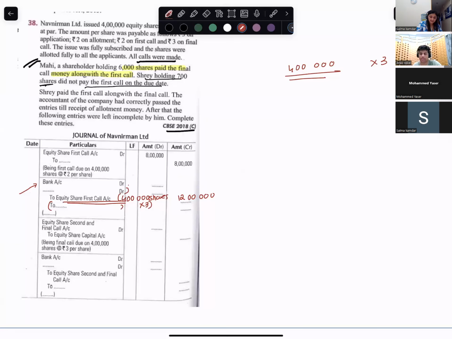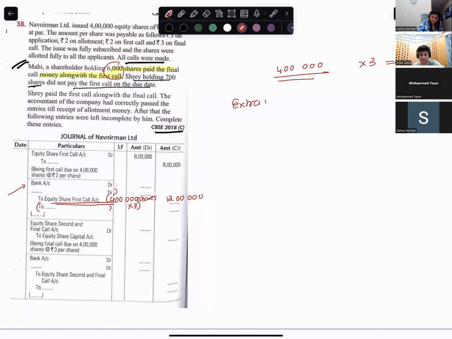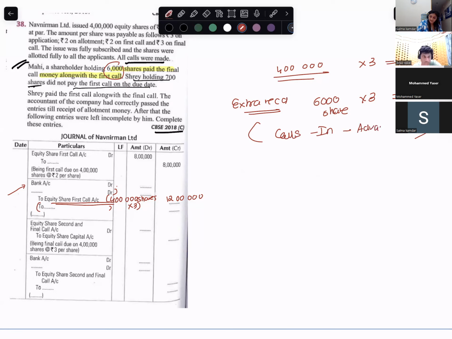But somebody has paid me extra money. How much did I receive extra? 700, 2,100. And I received for 6,000 shares, I have received 3 extra. This is 18,000. 18,000 I have received extra. This extra is called what? Calls in advance. Calls in advance, debit or credit?